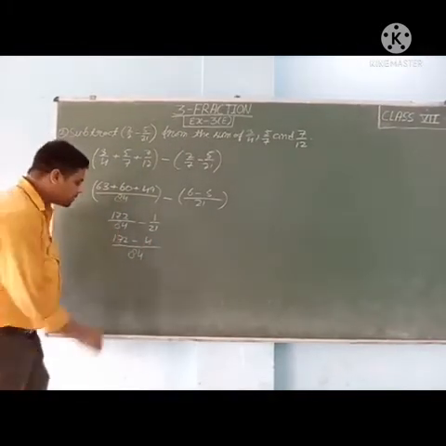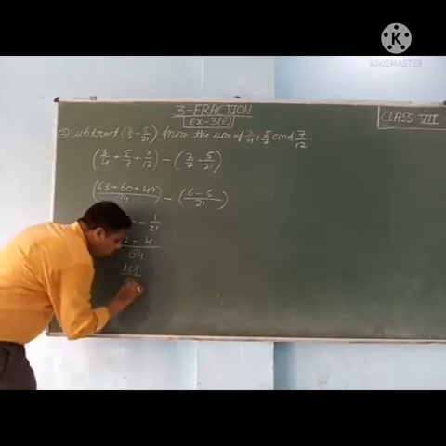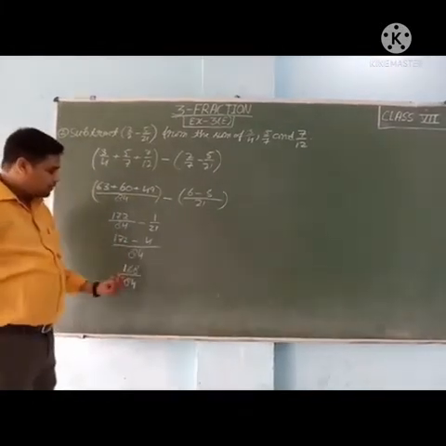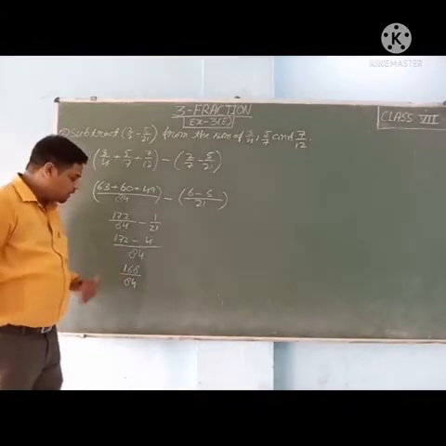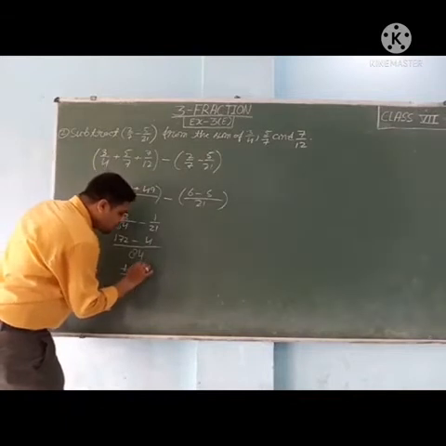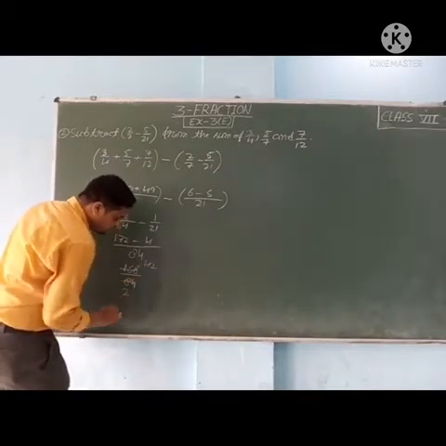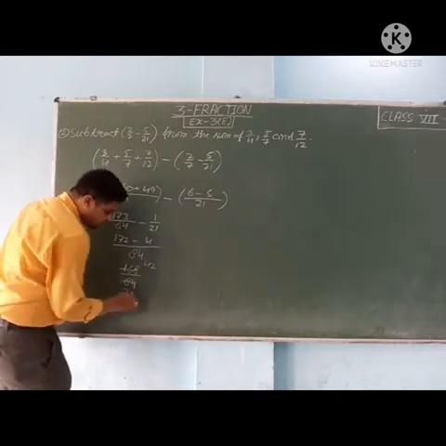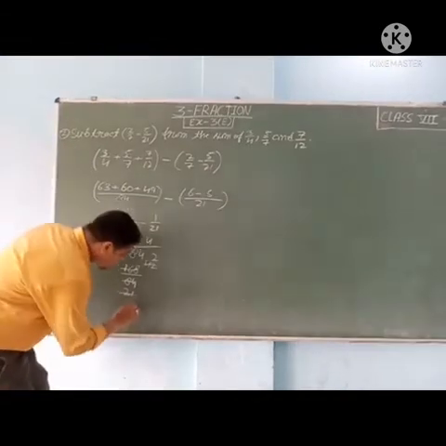What we will get? 168 upon 84. If by any same number they both are divisible, so we will divide. So by 4 they both are divisible. 4 4s are 16, 4 2s are 8, 4 2s are 8, 4 1s are 4, 21 2s are 42. So the answer is 2.